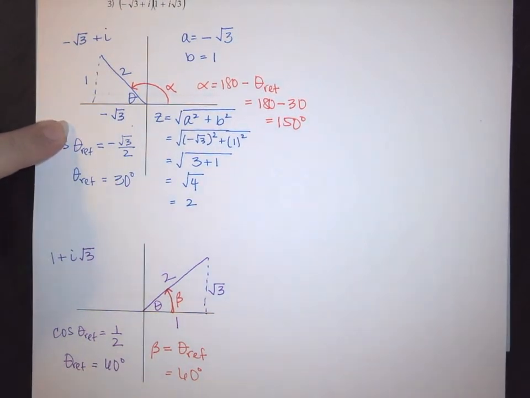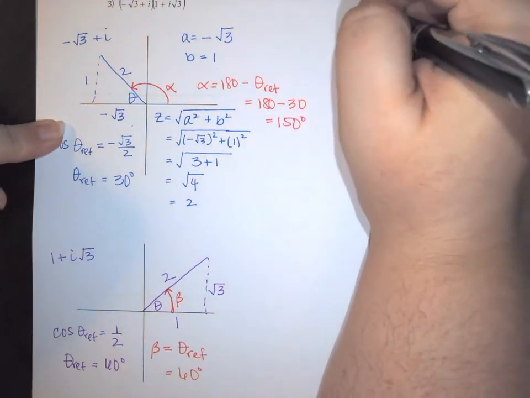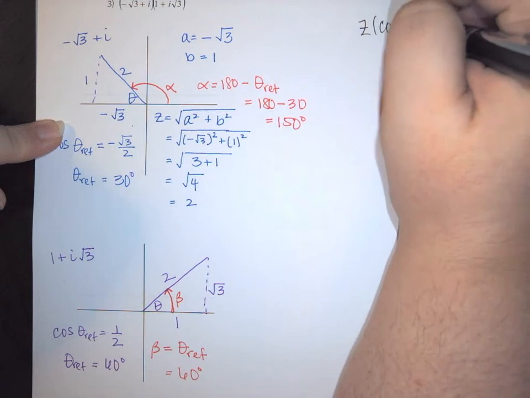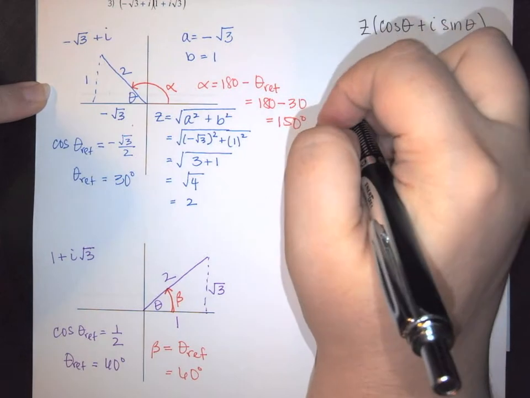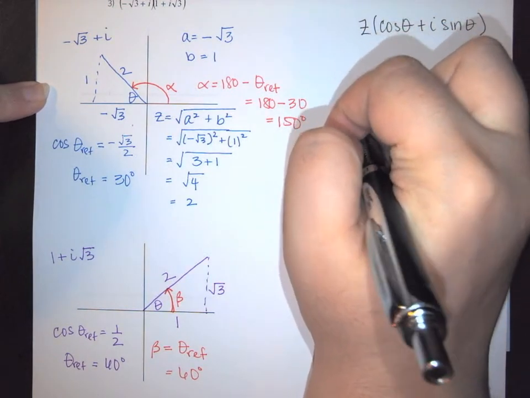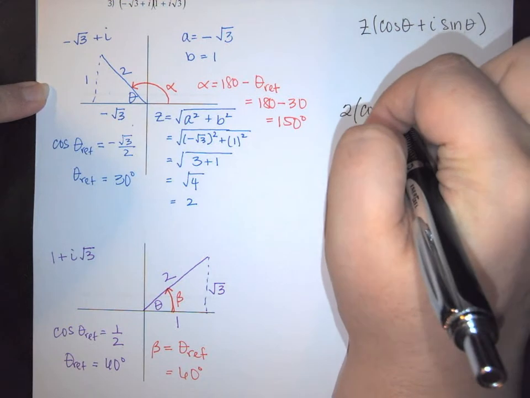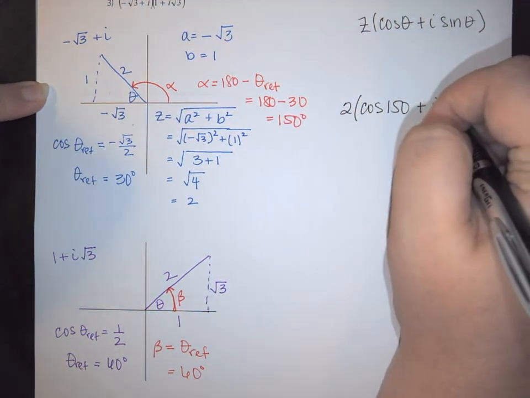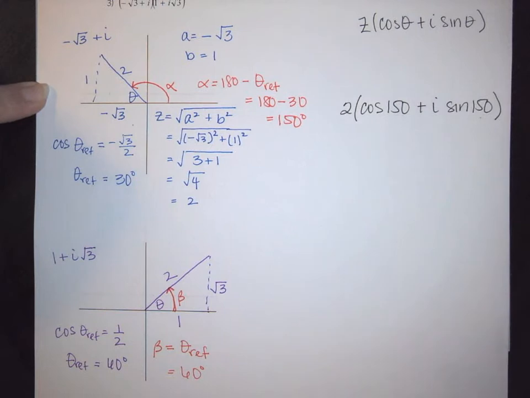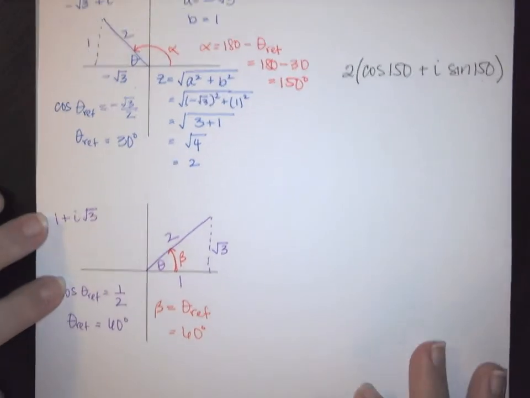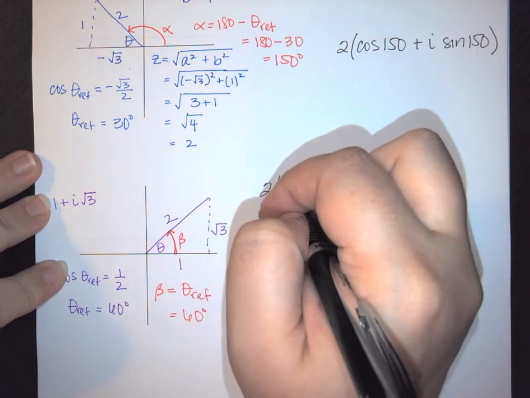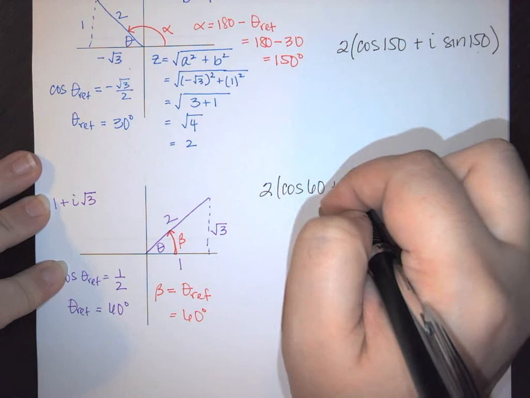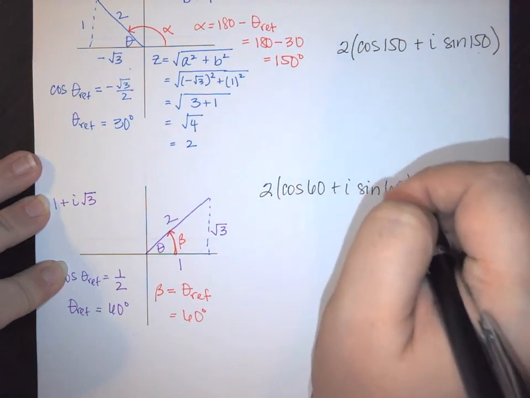My trig notation for the first one here is going to be, again, trig notation is z times the cosine of the angle plus I sine of the angle. So my first triangle here is going to be 2 times the cosine of 150 plus I sine of 150. My z for the second is going to be 2 times cosine of 60 plus I sine of 60.